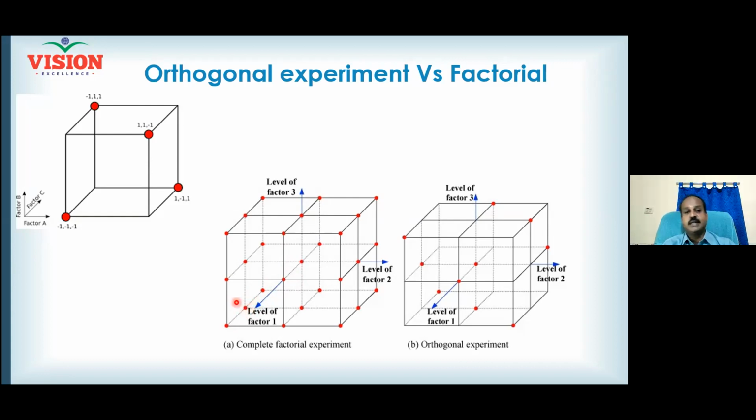In order to understand that, you include a center point. Now, 3 factors, 3 levels each. Totally how many runs will be there? 3 factors, 3 levels each: 27. Yeah, 27. All the 27 points you are seeing.